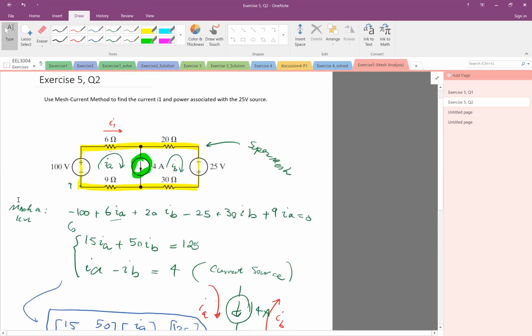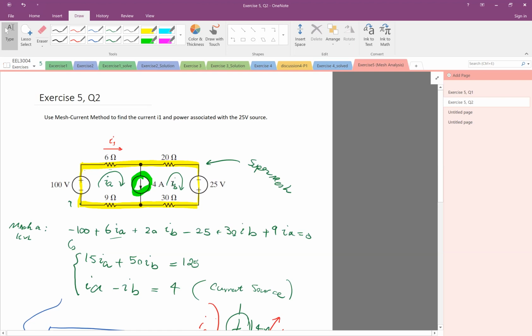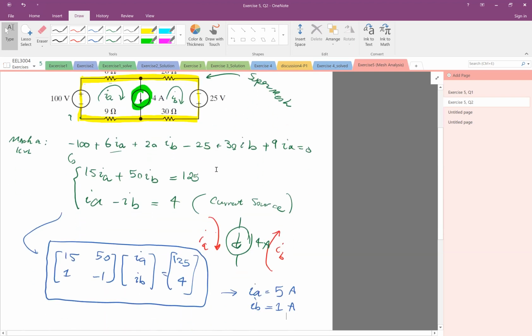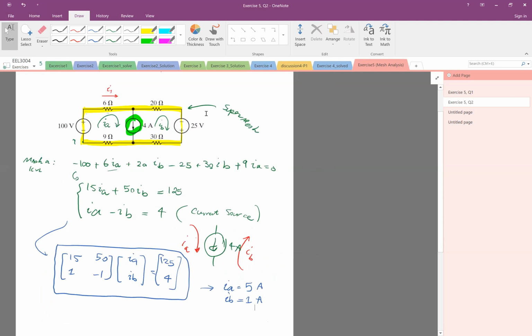Okay, and finally, the problem wants us to find the power associated with the 25 volt source. Okay, so 25, you look at the plus and minus, I look at the passive sign convention, and I would like to know what this current is. This current going up is the negative of IB. So if my IB is 1 amp, then this is negative 1 amp. So negative 1 amp is going up.